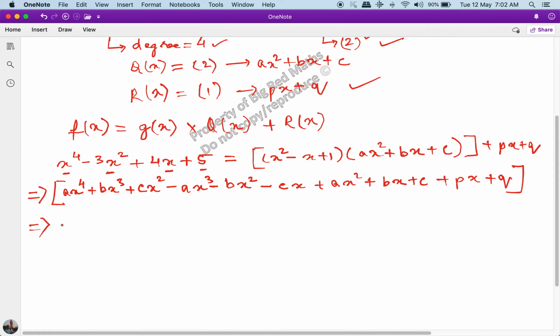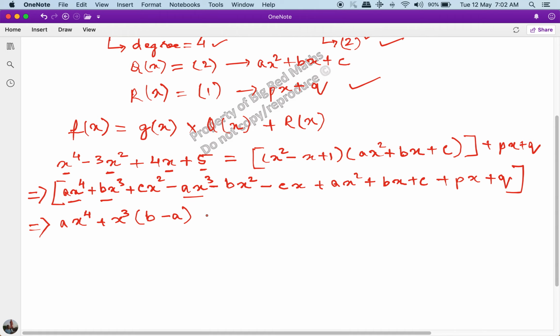So when I take x to the power 4, I have only one term with x to the power 4. So this will be a multiplied by x to the power 4. When I multiply things with x to the power 3, I have two terms here. One is b, and then I have a. Okay, so this term is done, this term is done, and this term is done.